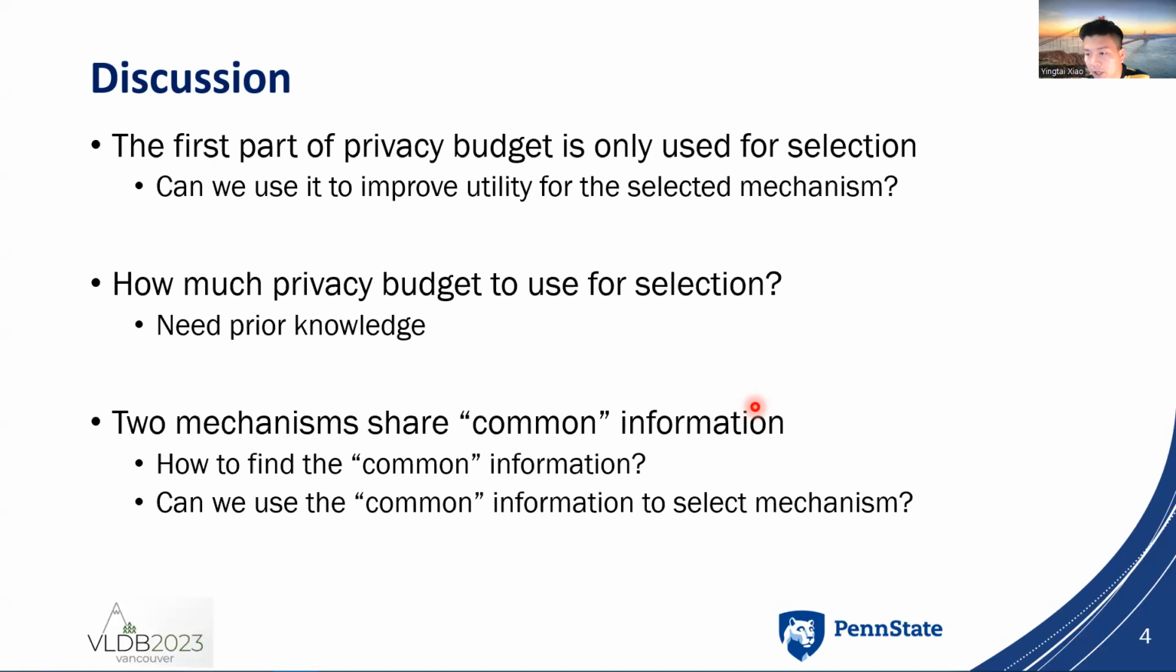And sometimes two mechanisms share some common information, and the prior works ignore this common information. We ask whether we can find this type of common information and whether we can use it to select the mechanism. If we can do this, we can potentially save some privacy budget and also improve the accuracy of the mechanism we choose.